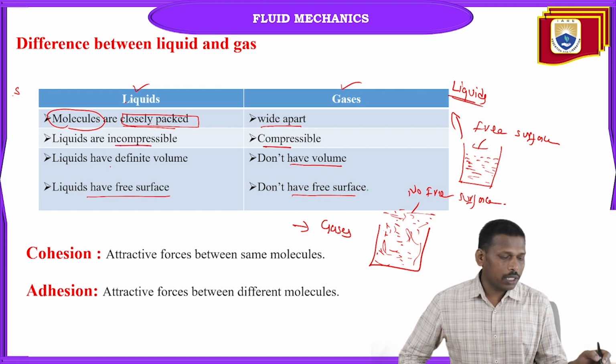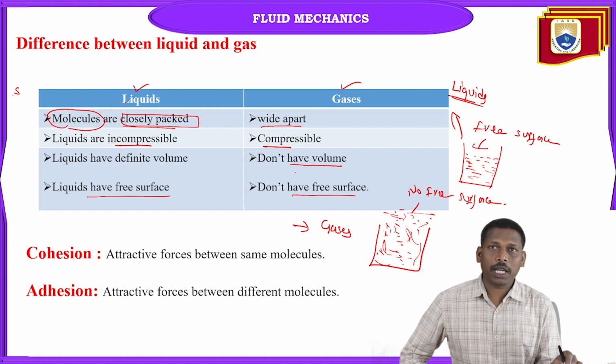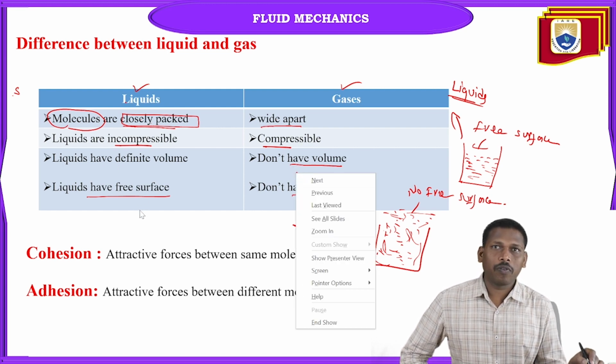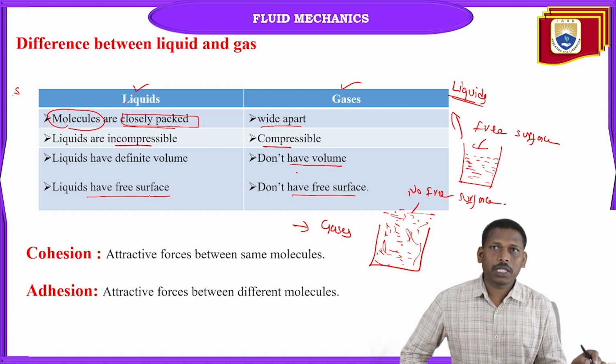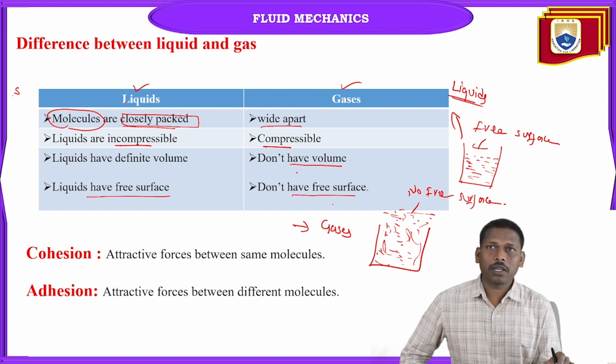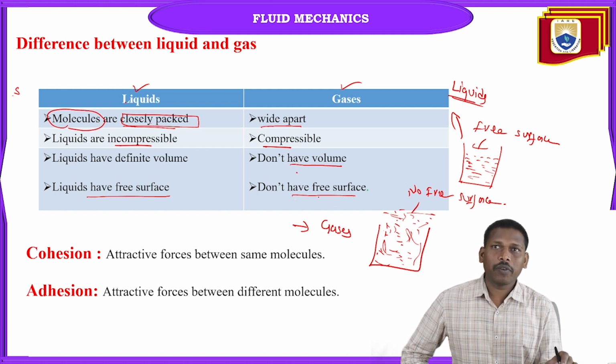And these are the various differences: liquids have definite volume, whereas gases don't have any specific volume, and liquids have a free surface, whereas gases don't have any free surface. So these are the differences between liquids and gases.